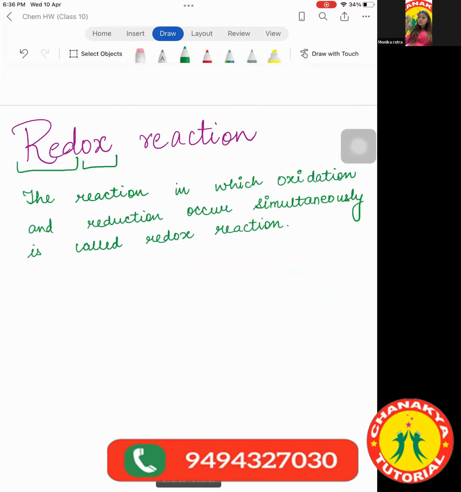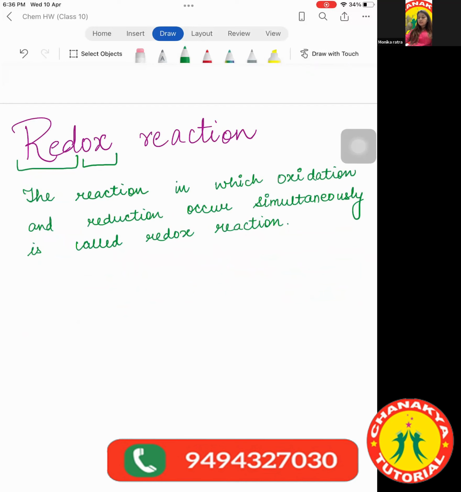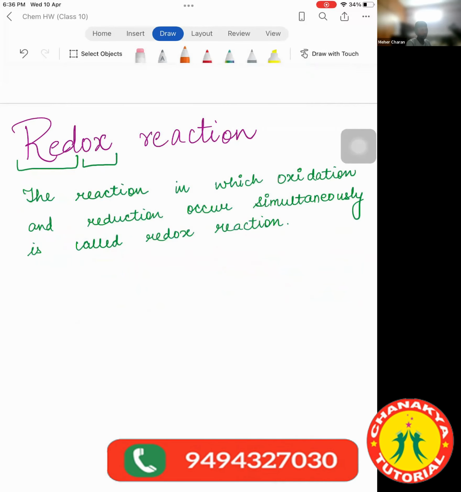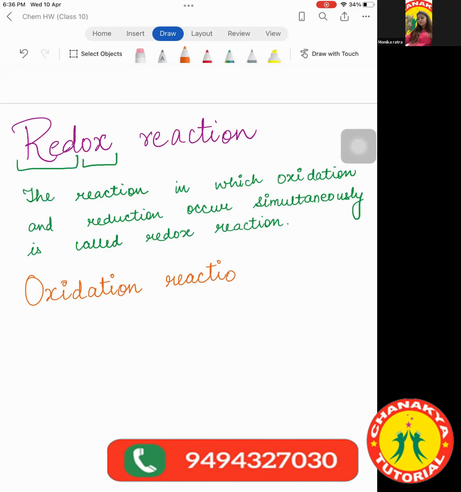Now, what is oxidation? What is reduction? Let us discuss oxidation and reduction. Then we will see the example of redox, not before that. Meher, you are able to understand what I'm teaching? Yes, ma'am. Sure, because I'm going to ask the questions when I finish teaching. Yes, ma'am. Okay, ma'am.